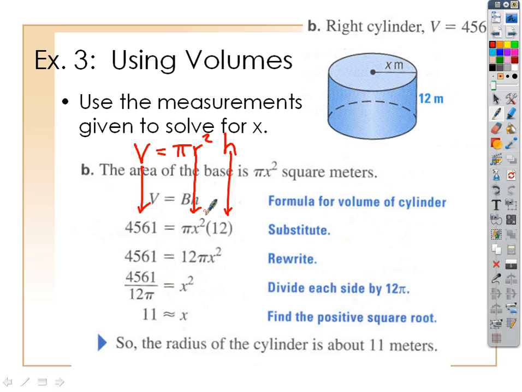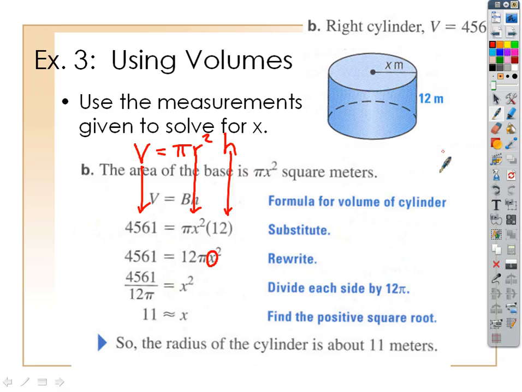Pi times x squared times 12 is the same thing as 12 times pi times x squared. We want to put the numbers first, then the symbols, and then finally the variables. And then to isolate x here, if I can point to a single x, I can isolate it. What do I do to get that x by itself first?